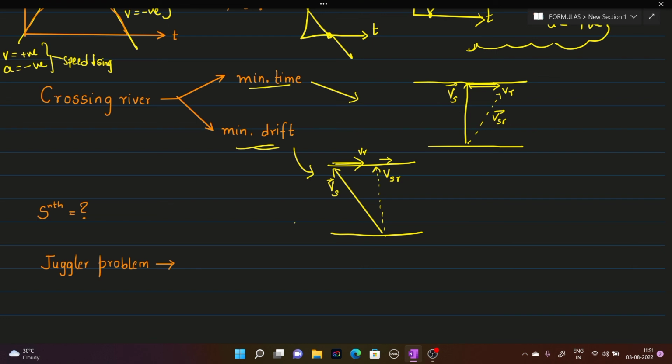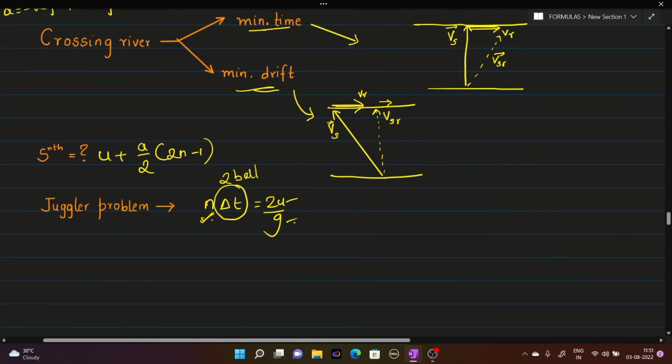Next is S of nth. S of nth will be u plus a by 2 into (2n minus 1). Then for the juggler problem, n delta t is equal to 2u by g, where delta t is the time interval between the two balls thrown, n is the number of balls thrown, u is the initial velocity, and g is the acceleration due to gravity. So these were all the related formulas.